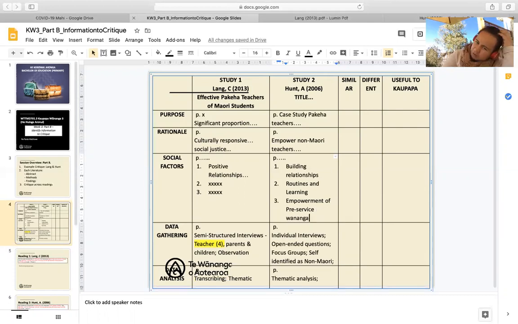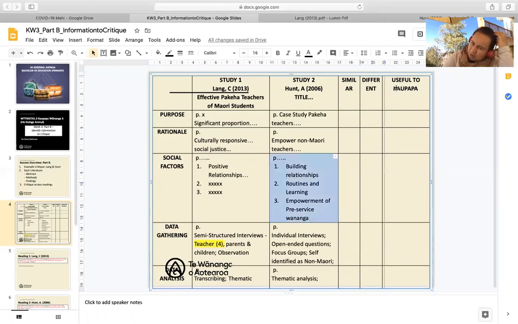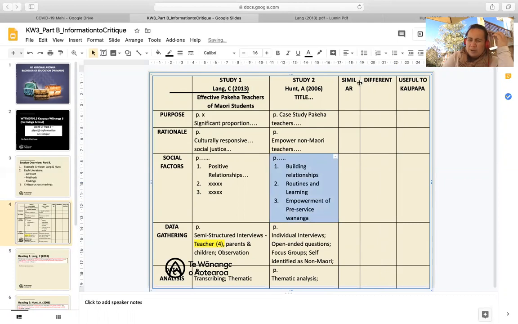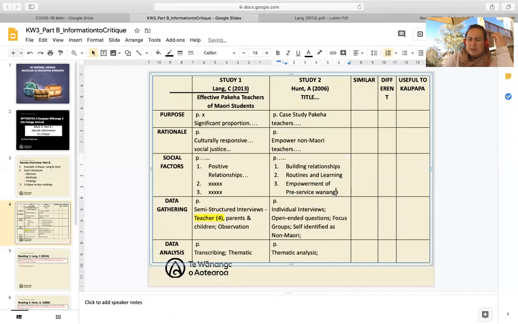So in mainstream universities, when they do kaupapa Māori, they usually do it in a wānanga space. And so for these beginning teachers, they engaged in a pre-service, so that's pre-service teaching, like you guys are, they engaged in a wānanga where they must have gathered a lot of information.